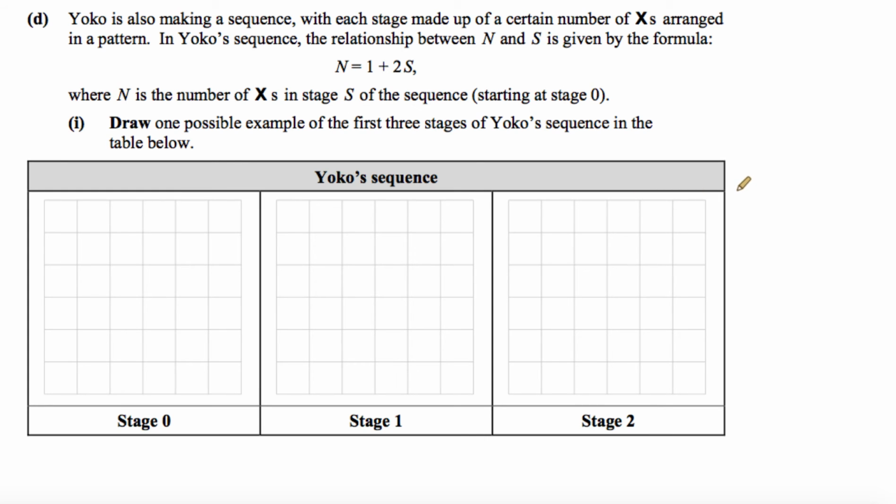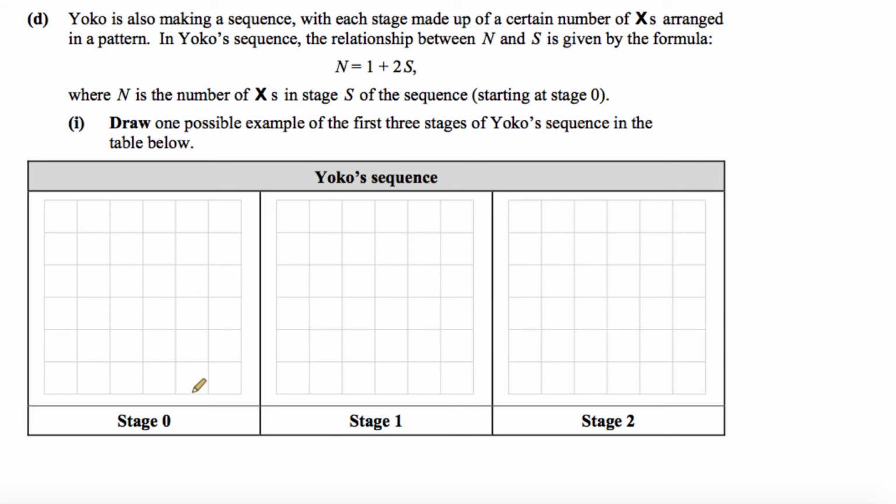Part D. Yoko is also making a sequence, with each stage made up of a certain number of x's arranged in a pattern. In Yoko's sequence, the relationship between n and s is given by the formula n is equal to 1 plus 2s, where n is the number of x's in stage s of the sequence, starting at stage 0. So we have to draw one possible example of the first 3 stages of Yoko's sequence in the table below.